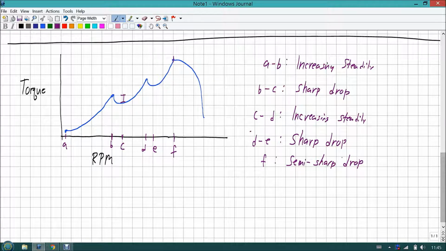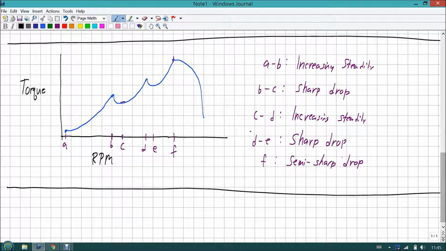So each one of these represents a change in our torque compared to our RPM. As we go from A to B, we have a steady increase in RPM and in torque. Then we do a gear shift, and when that happens, we have a sudden drop in torque for a little bit, and then it goes back up, etc., etc. So this is a neat way to show how torque varies with your RPM.